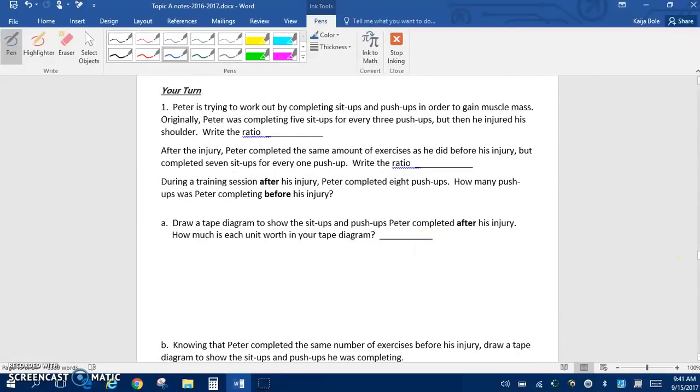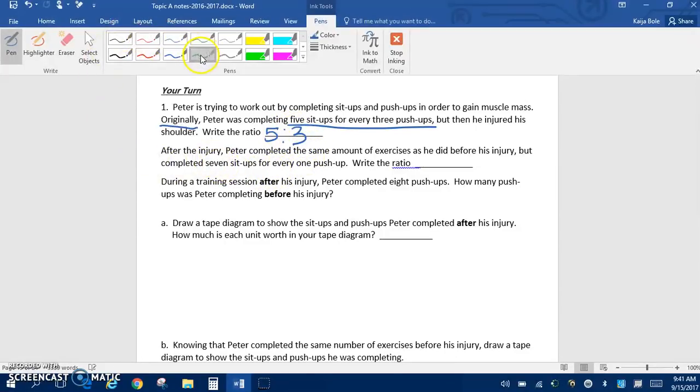It says Peter is trying to work out by completing sit-ups and push-ups in order to gain muscle mass. Originally, Peter was completing 5 sit-ups for every 3 push-ups, but then he injured his shoulder. It says to write the ratio. So the ratio of sit-ups to push-ups, they said, was 5 to 3. So that's what goes on the line.